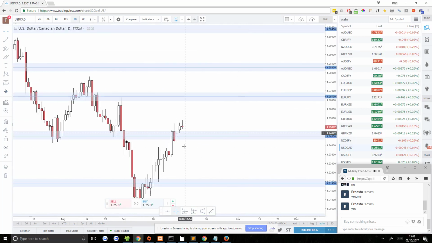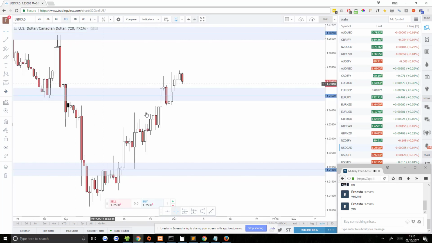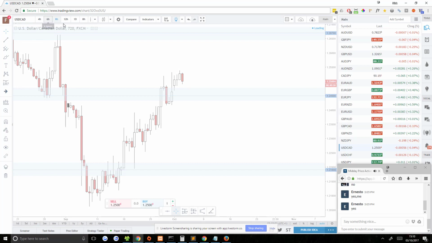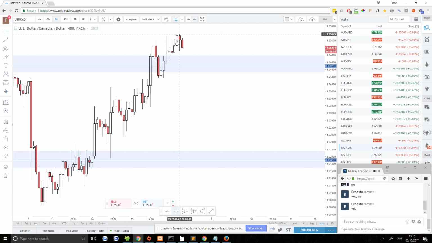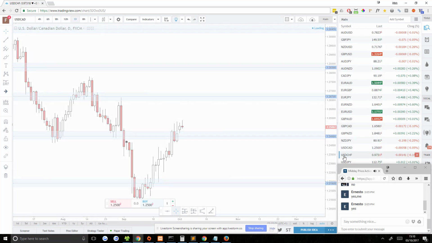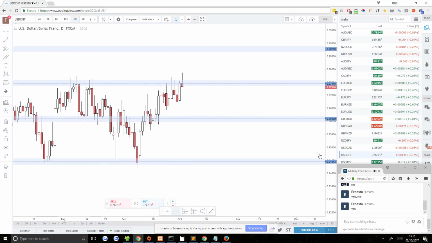Alright, USD CAD has finally broken above this resistance area. Was hoping for a reversal from here. I was keeping a close eye on it, hoping that we would get a chance to get into a short trade, but it just never really happened. And now it's above there. So there's not much I'd want to do there.